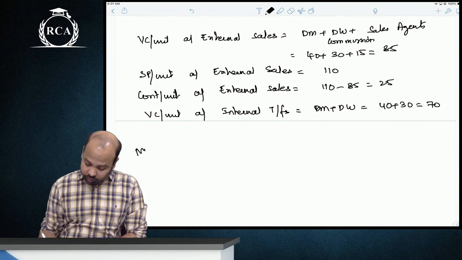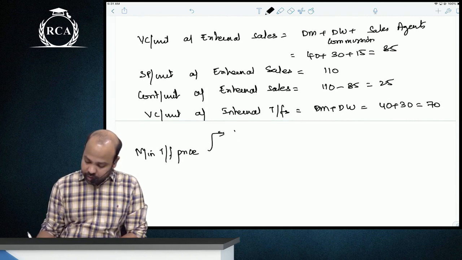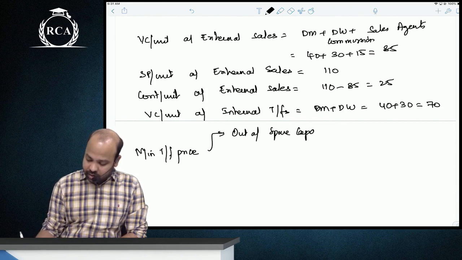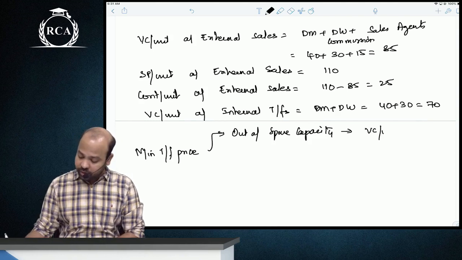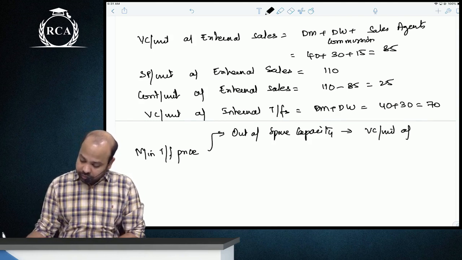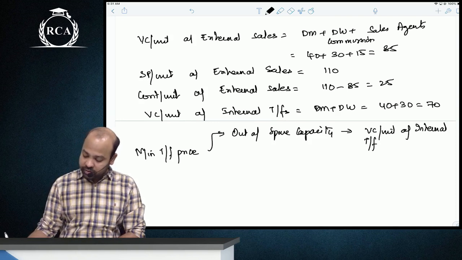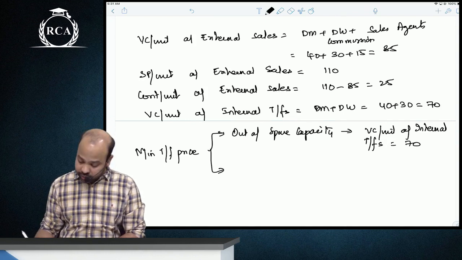So sir, what are you trying to tell us? If you want to talk about minimum transfer price, if it is out of spare capacity, let us not forget that we have a spare capacity of 6,000 units. So this will only be the variable cost per unit of internal transfers. Obviously you will not take the variable cost per unit of external sales. Variable cost per unit of internal transfers is 70 rupees. Yes or no? Yes sir.